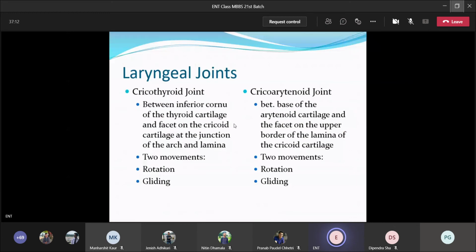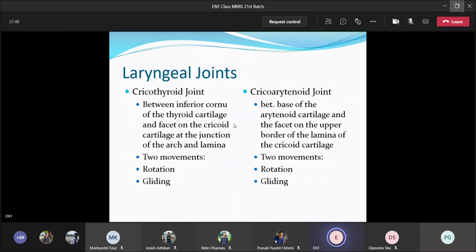Now the joints. What are the laryngeal joints? So there is the cricothyroid joint and the cricoarytenoid joint. The cricothyroid joint is between the inferior cornu of the thyroid cartilage and the facet on the cricoid cartilage at the junction of the arch and lamina. And there are two movements, rotation and gliding.